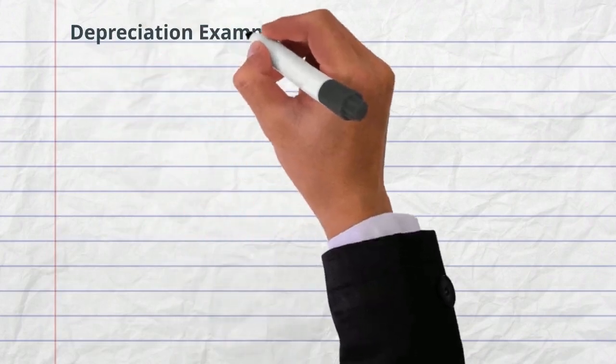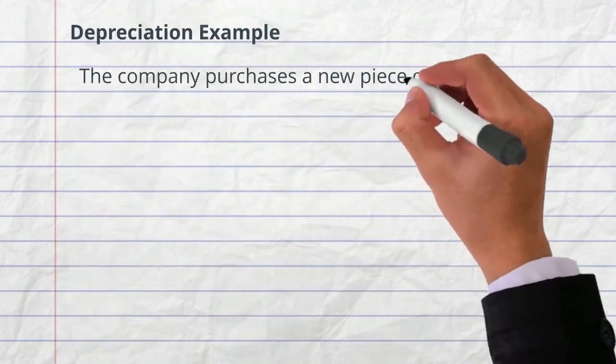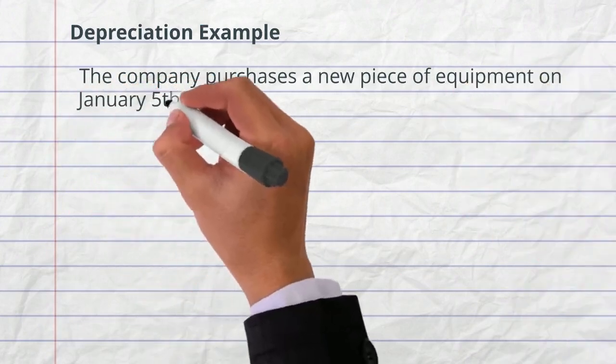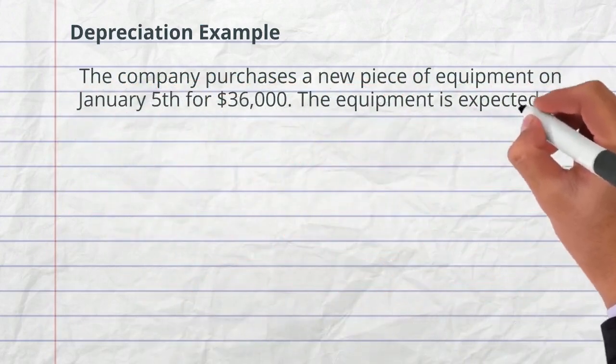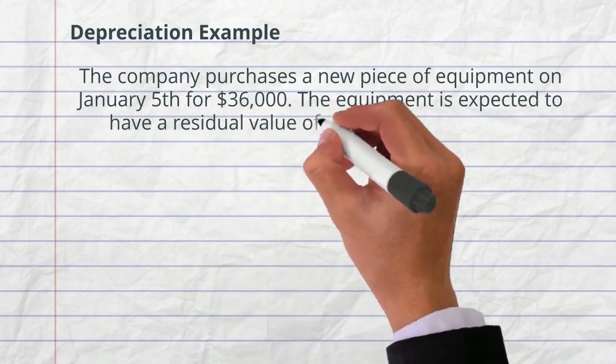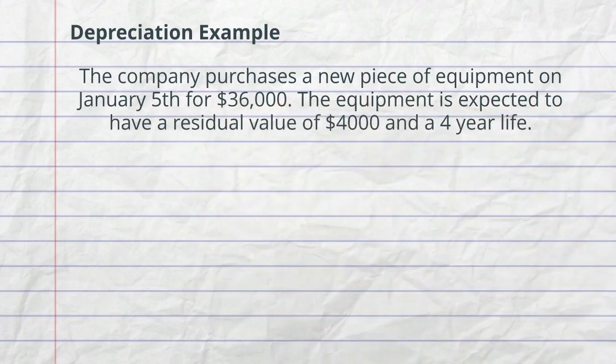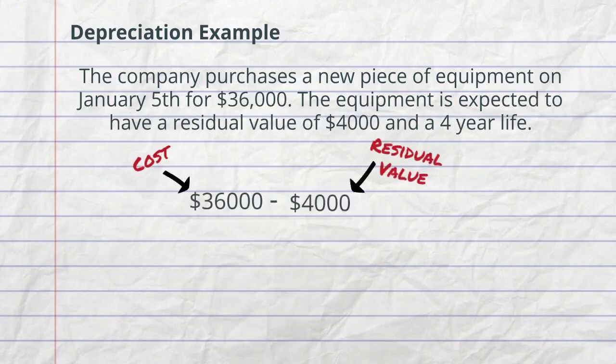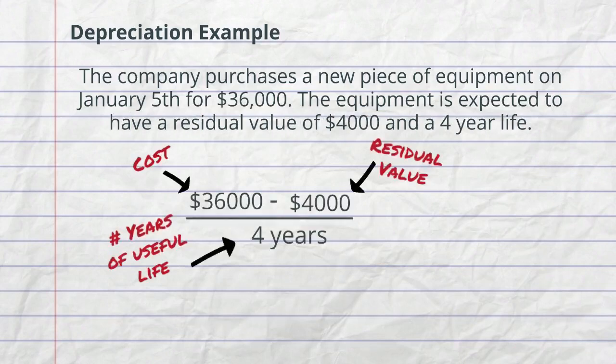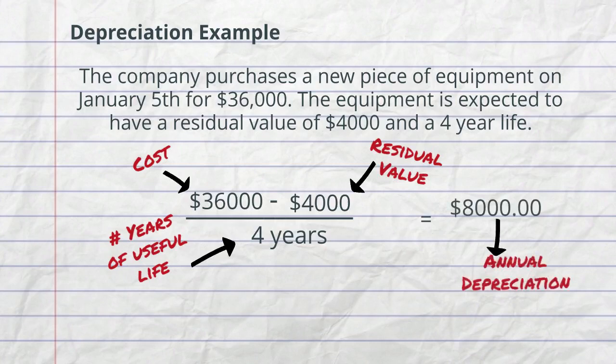In our example, the company purchases a new piece of equipment for $36,000. The equipment is expected to have a residual value of $4,000 and a 4-year useful life. To calculate, take $36,000 minus $4,000 divided by 4 years. That will equal $8,000 in annual depreciation.